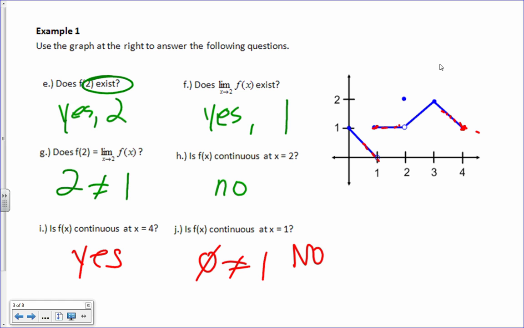How are we doing on continuity so far? Okay? It's a very different definition of it, correct?